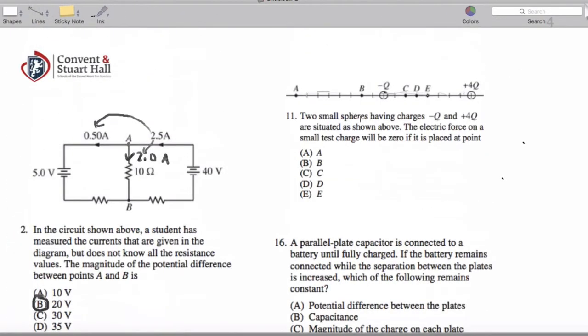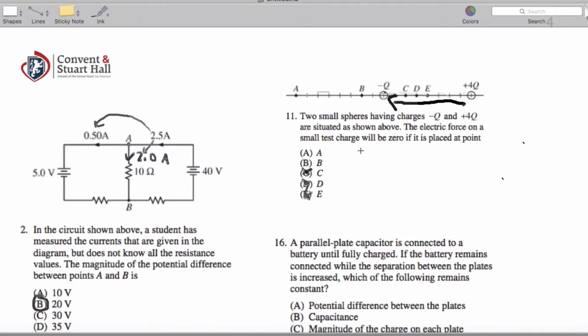Now for number 11, we have two charges, and we want to figure out where the electric field will be 0. It says force, but a test charge placed at a point, that's how we determine an electric field. So just to be clear, C, D, and E don't even work. We can cross those out right away. Let's talk about why. It's because the electric field goes from positive to negative. So everywhere in between here, we're getting repelled by the +4Q and attracted to the negative Q. So what that tells us is here, between these two charges, you're just not going to get a field that cancels. All right. So what that leaves us is we got to check out points A and B.